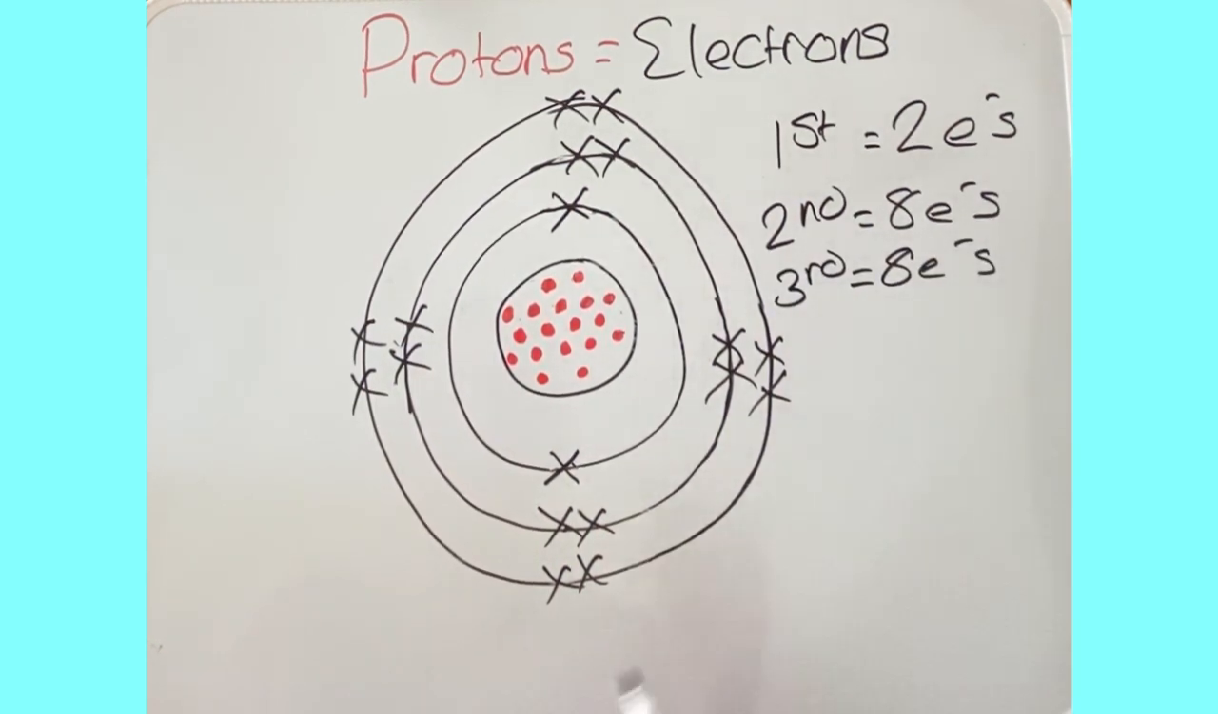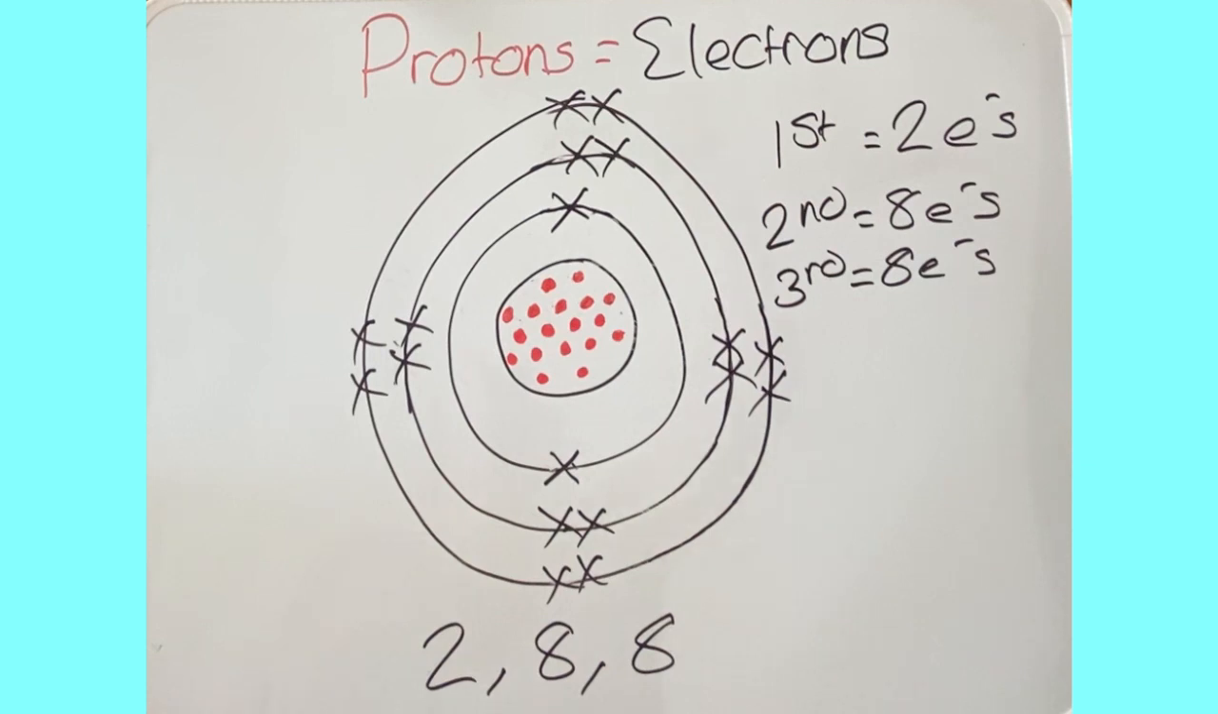If a question asks for a written representation of the electron configuration for this element, it would be written as 2,8,8. Just to recap, the first shell holds 2 electrons, the second shell holds 8 electrons, and the third shell holds 8 electrons.